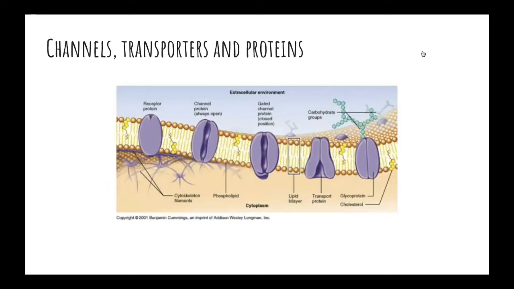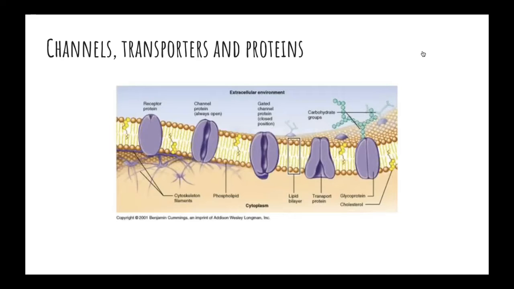The cell membrane also has pumps that use ATP or light to drive thermodynamically uphill transport of molecules. These pumps are an example of active transport.